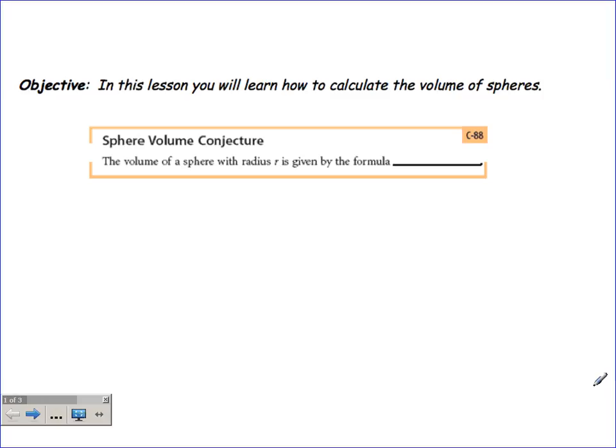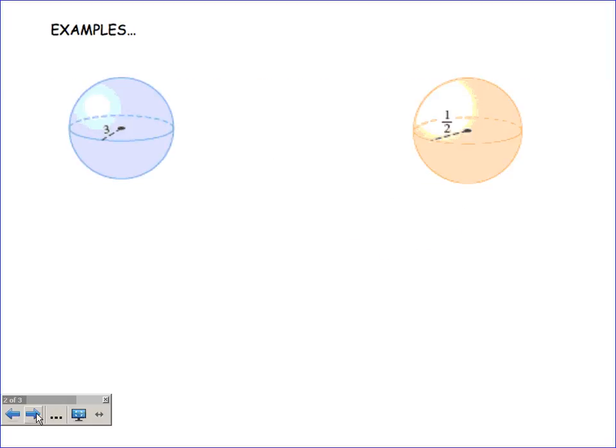So there it is. The volume of a sphere with radius r is given with the formula. I'm just going to write it down here. Volume equals 4/3 pi r cubed. So whatever your radius is, it's 4/3 pi r cubed. If I was to calculate this, let me make an example, then we'll do it on the next page.